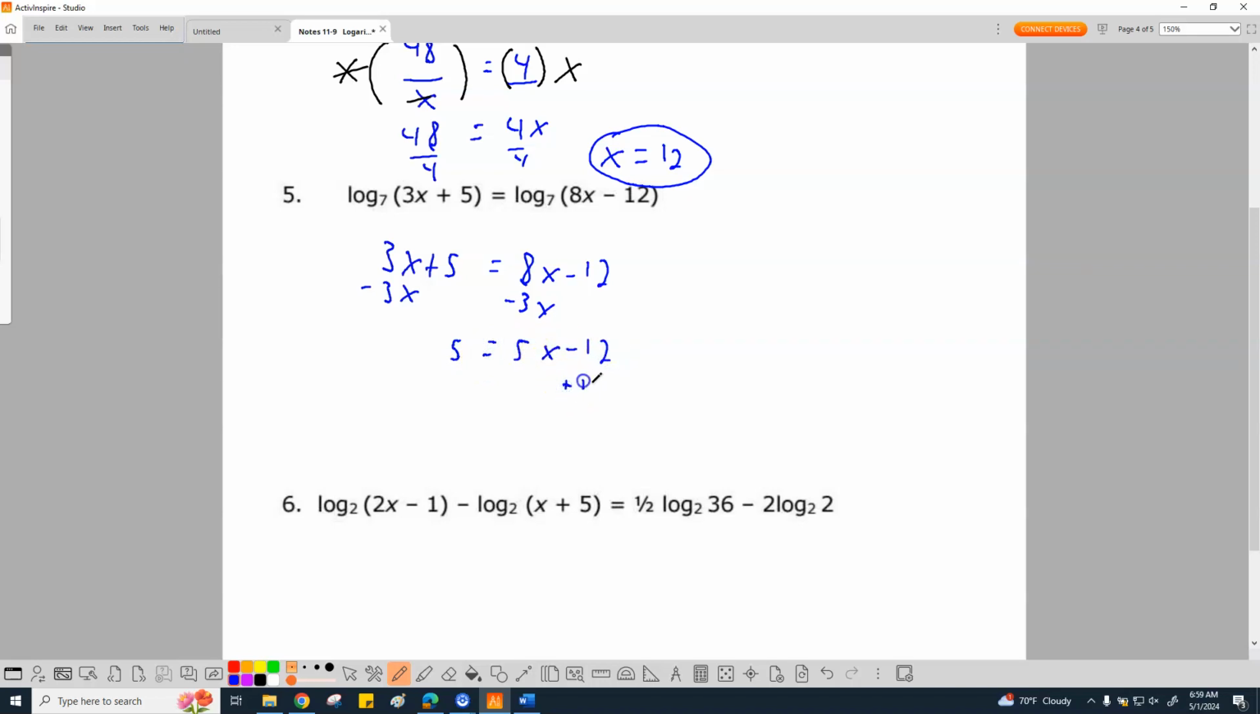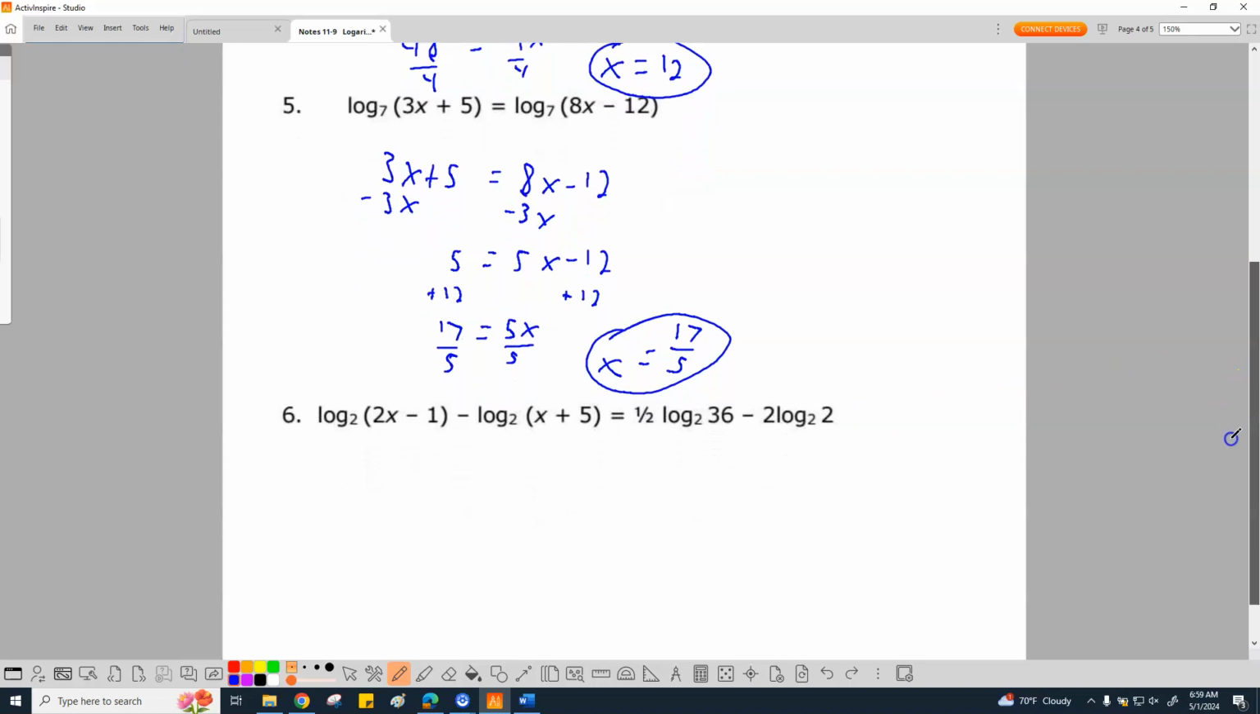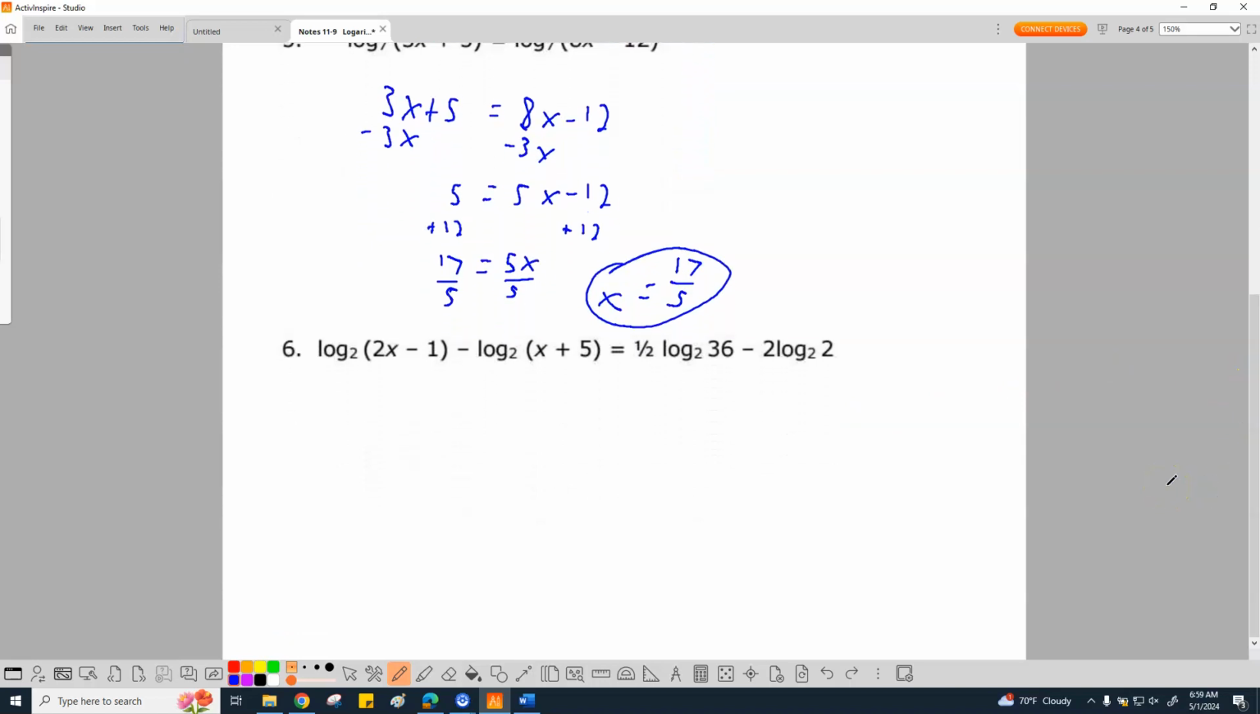I'm going to add the 12 on both sides. And I'm going to have 17 equals 5x. I'm going to divide out my 5 on both sides. And now I have x equals 17 over 5. 17 over 5. That's what I get for that one. Pretty straightforward. Hopefully y'all can see that at this point.